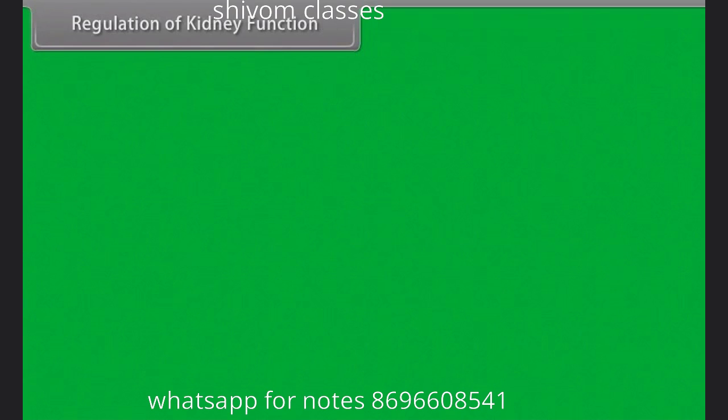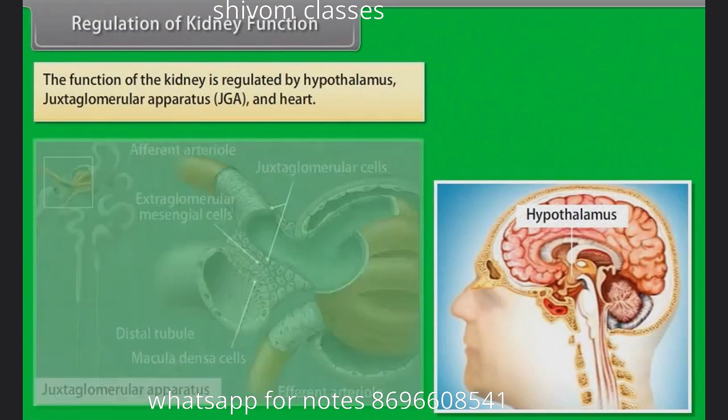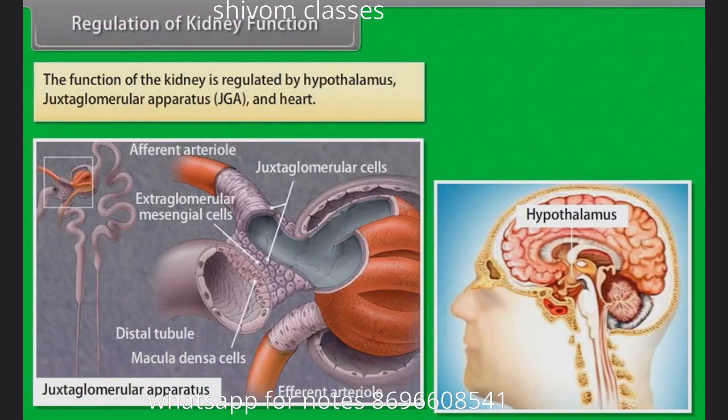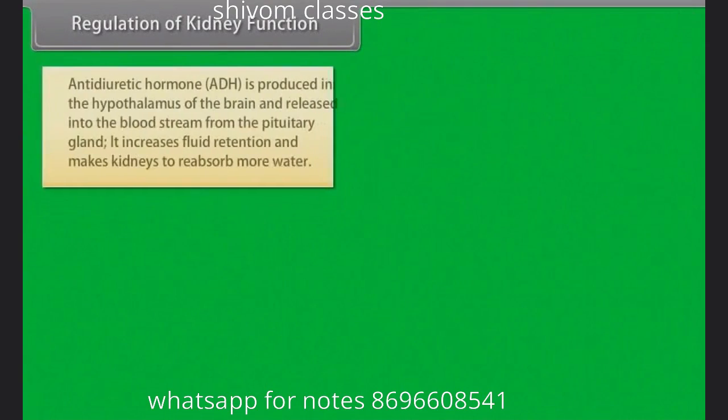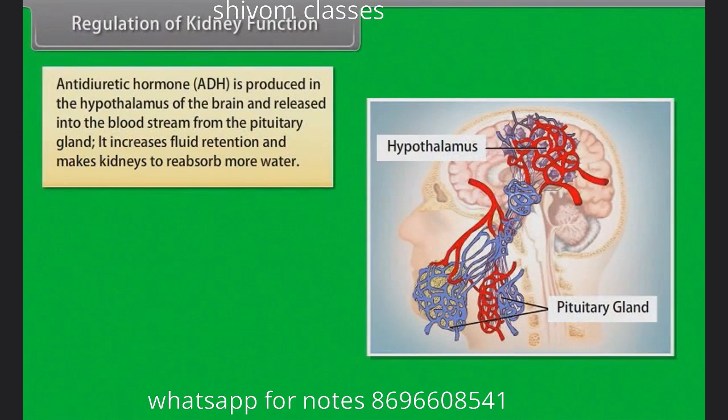Regulation of kidney function. The function of the kidney is regulated by hypothalamus, juxtaglomerular apparatus, and heart. Antidiuretic hormone is produced in the hypothalamus of the brain and released into the bloodstream from the pituitary gland. It increases fluid retention and makes kidneys reabsorb more water.